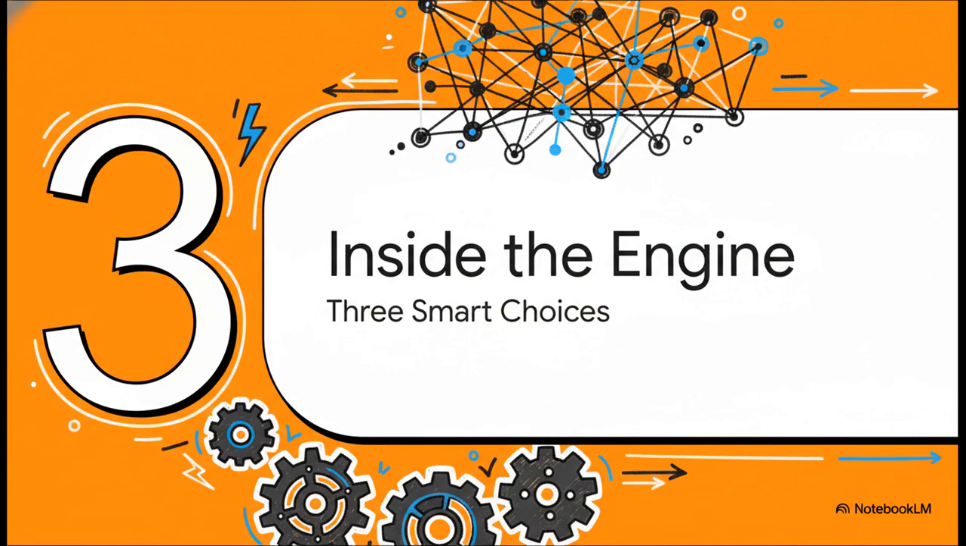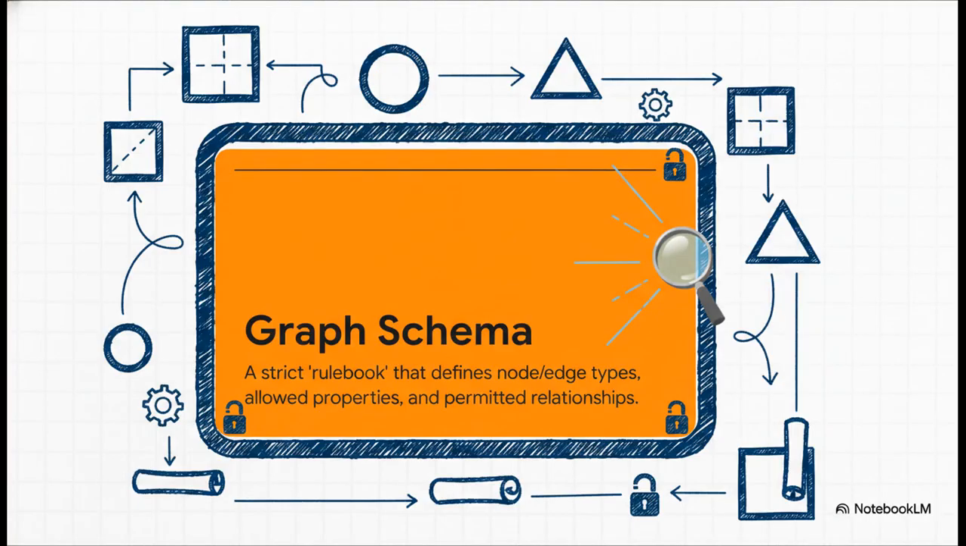So how did they actually build it? All right, let's pop the hood and take a look inside the engine room. There are three really smart design choices that make this whole thing possible. First up is the graph schema. You can think of this as the constitution, the master blueprint for their entire data universe. It's a super strict rulebook that says this is what a user is, this is what a device is, and here are the only ways they're allowed to connect. It's the foundation that keeps the whole thing from turning into chaos.